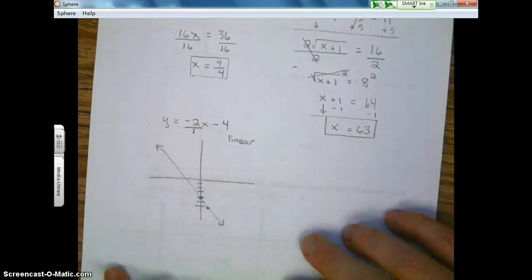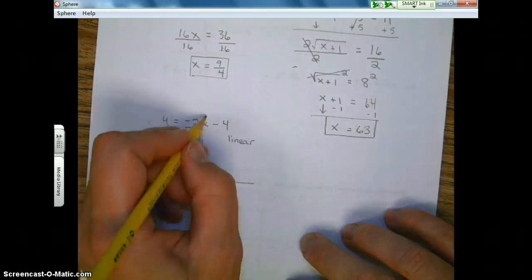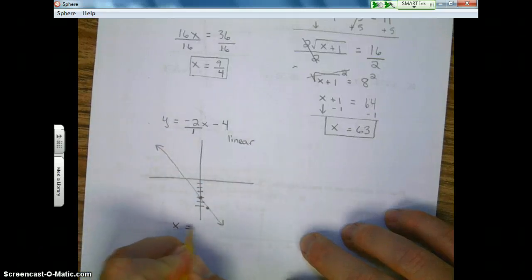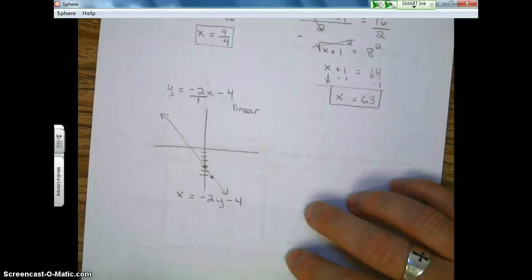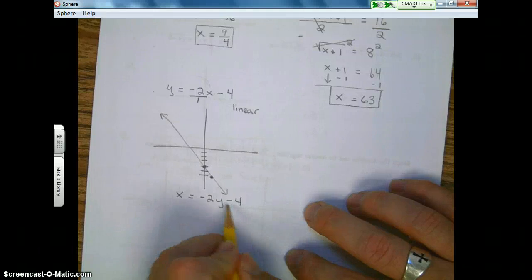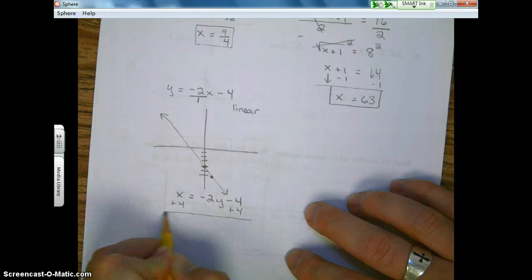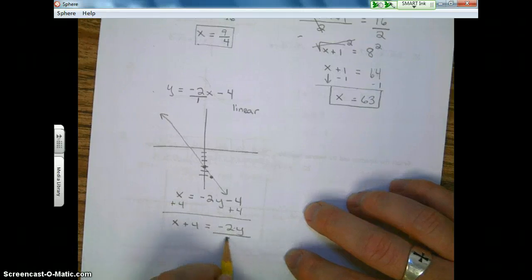Okay, next thing we want to do is we want to write the equation of the inverse. So don't forget, we switch the x and the y, then we solve for y. So solving for y means to isolate the y, so we're going to undo adding and subtracting first. Undo multiplying and dividing second.